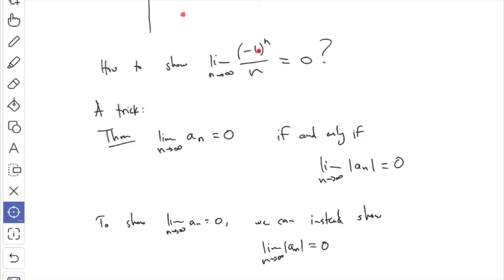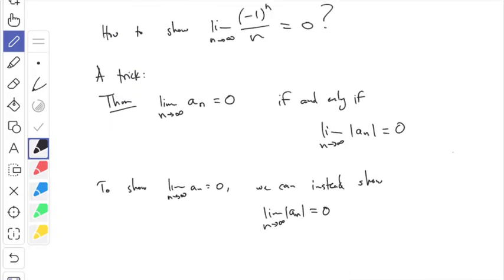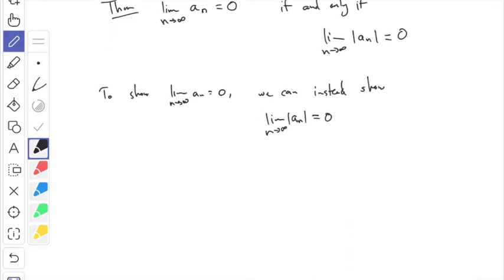But if you take the absolute value of that, then that's going to go away because this is either just a plus 1 or a minus 1. Inside of absolute value, it's always going to be a plus 1. All right, so for our sake, I'm going to do lim n goes to infinity of absolute value of (-1)^n over n, right? And then we can simplify the absolute value.